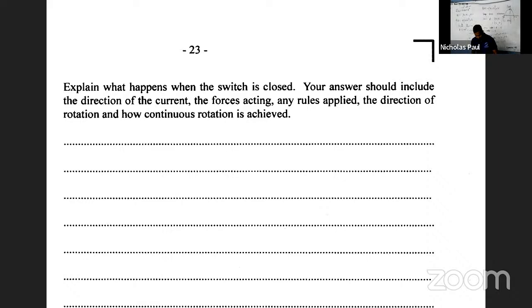At least answer each one of them, right? What direction is it flowing in? What are the forces acting? What are the rules you use? What is the direction of rotation? And how is continuous rotation achieved? You should at least have 5 answers in. Right, and then we'll start electricity.